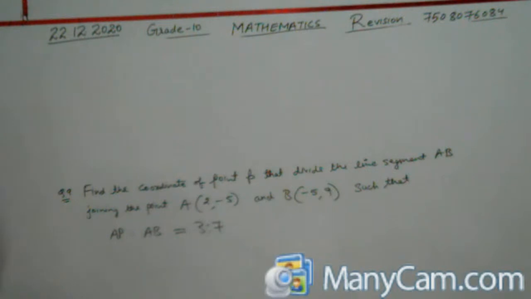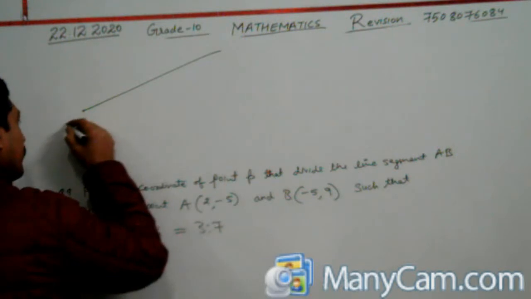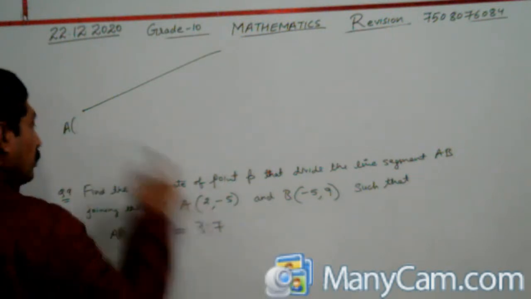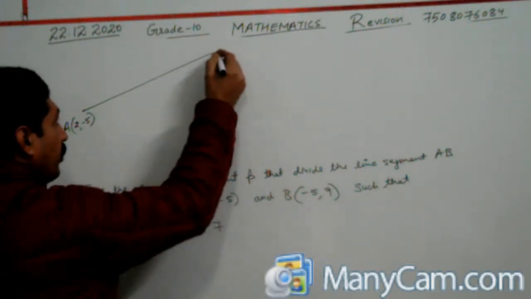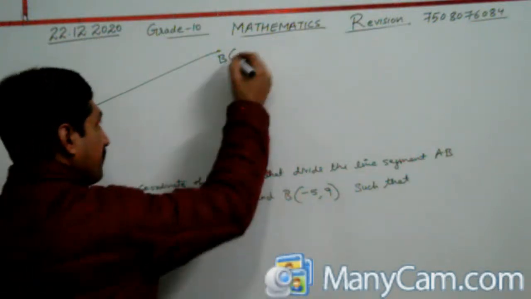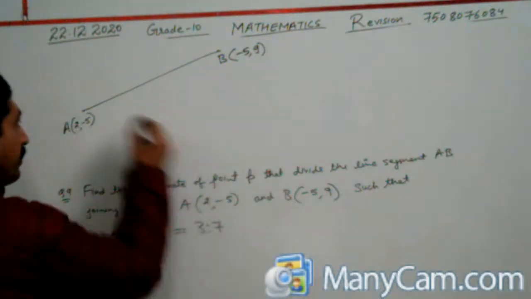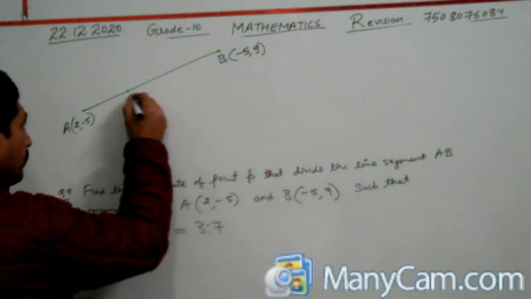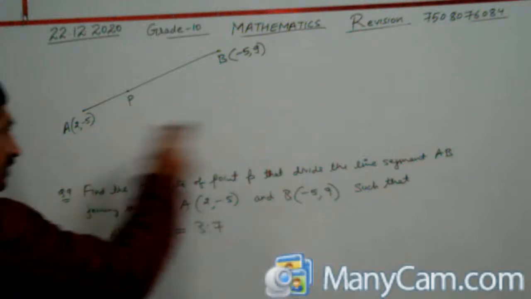So in this question, A and B are 2 points. Point A has coordinates 2, minus 5, and point B has coordinates minus 5, 9. And there is a point P. Point P is such that the ratio is given in a slightly different way.